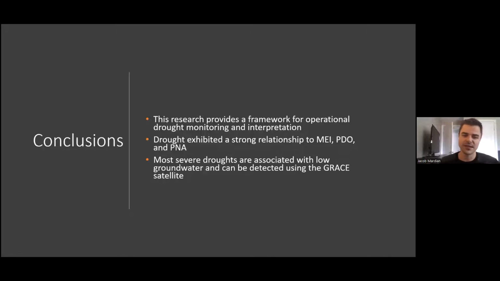We also found some preliminary results that drought exhibits a strong relationship to the El Nino Southern Oscillation, the Pacific Decadal Oscillation, and the Pacific North America pattern. And finally, the most severe droughts are associated with low groundwater, and this can be detected using the GRACE satellite constellation.